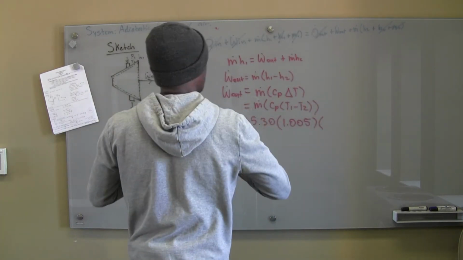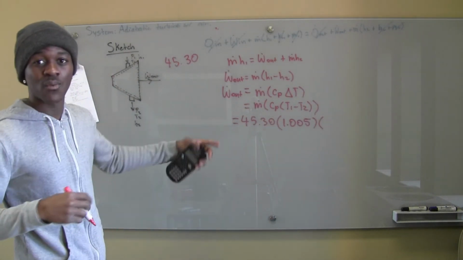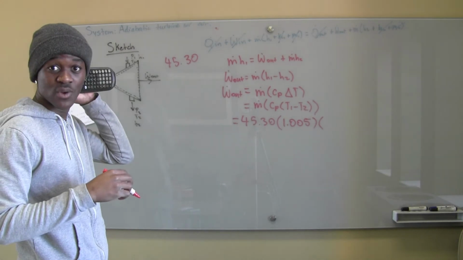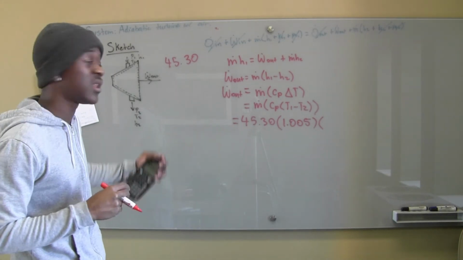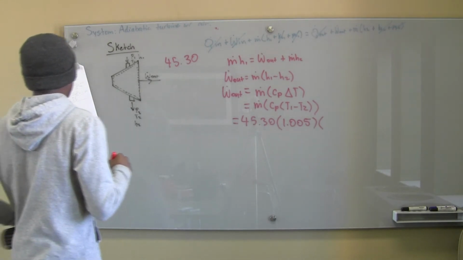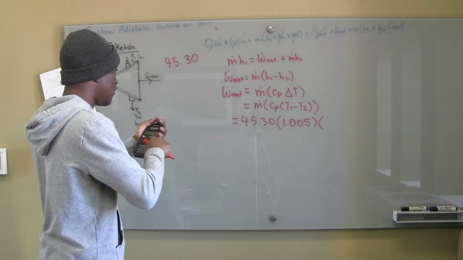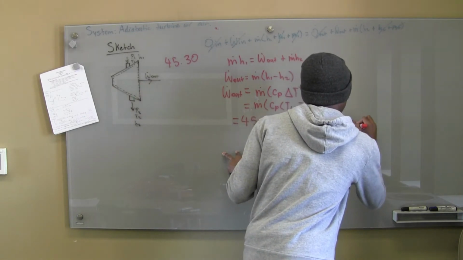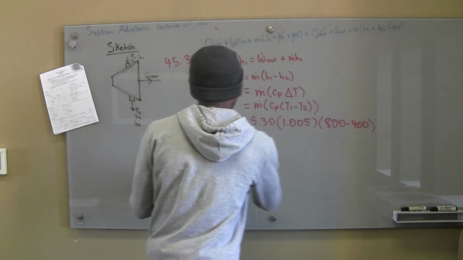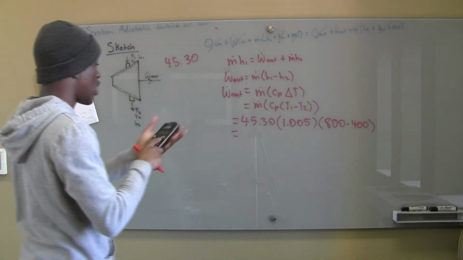And our T1, as we know, this is why it's good to write down all of your properties and everything, so I don't have to keep looking back at my paper. But we don't have enough space, so I apologize for that. But T1 they gave to us was, I believe, 800 Kelvin. Yes. And then T2 was 400 Kelvin. So we end up getting this for our work out.